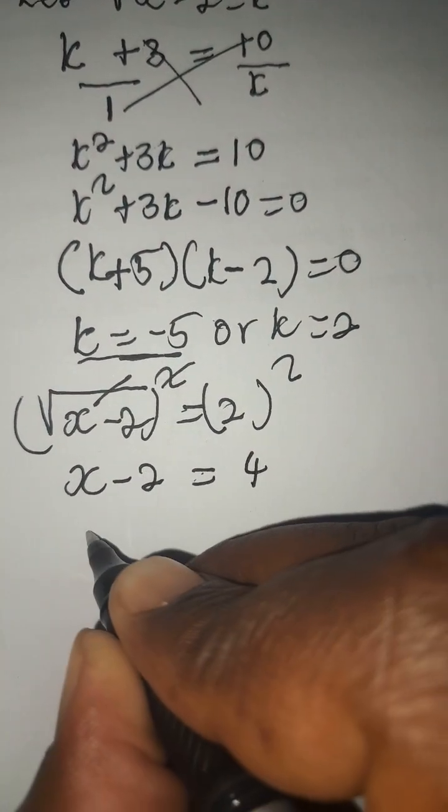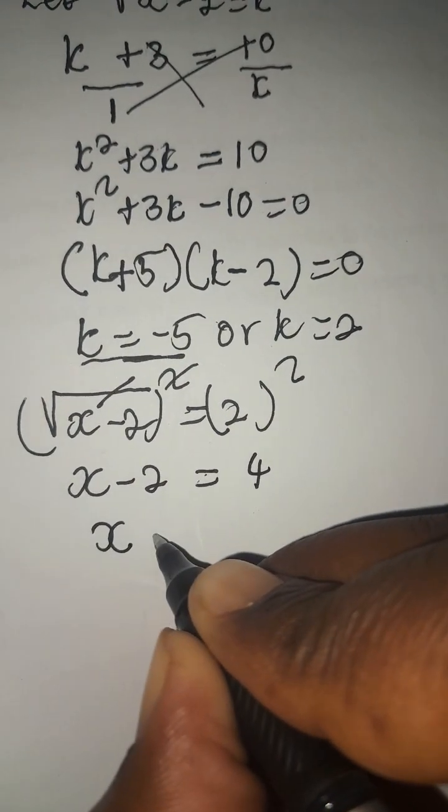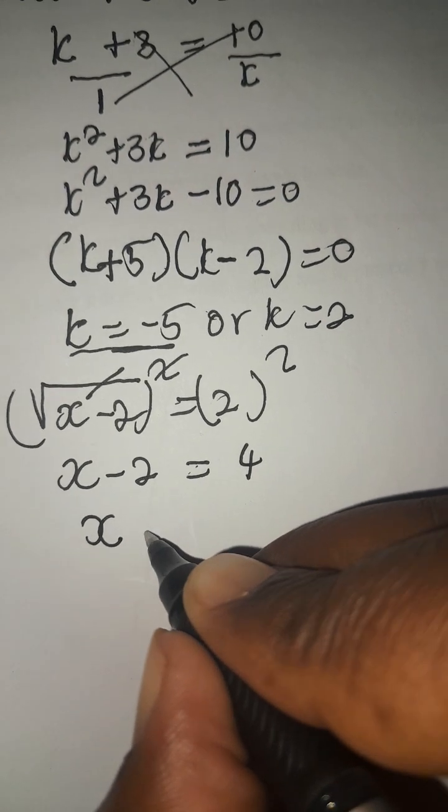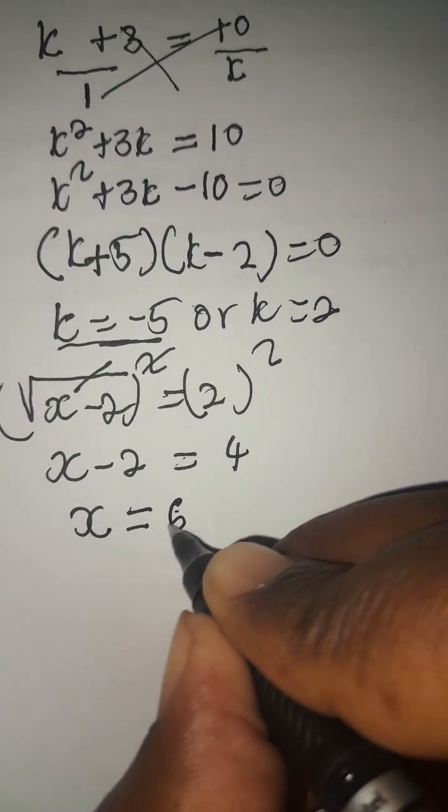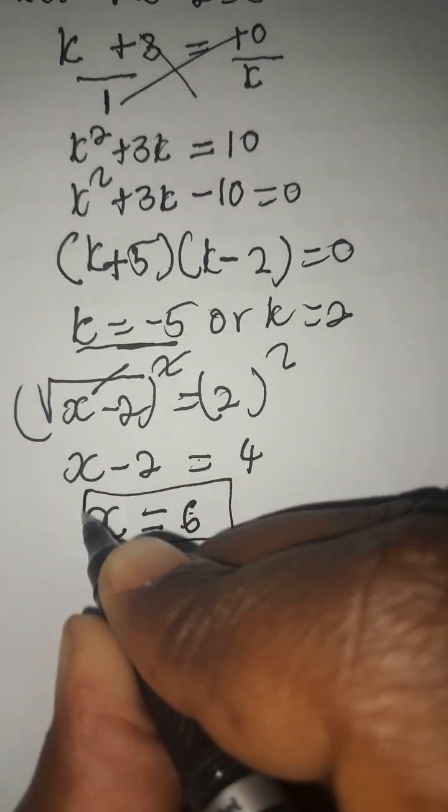Then take 2 to the other side. Then we are going to have what? We are going to have 2 plus 4. That will be 6. X is equal to 6.